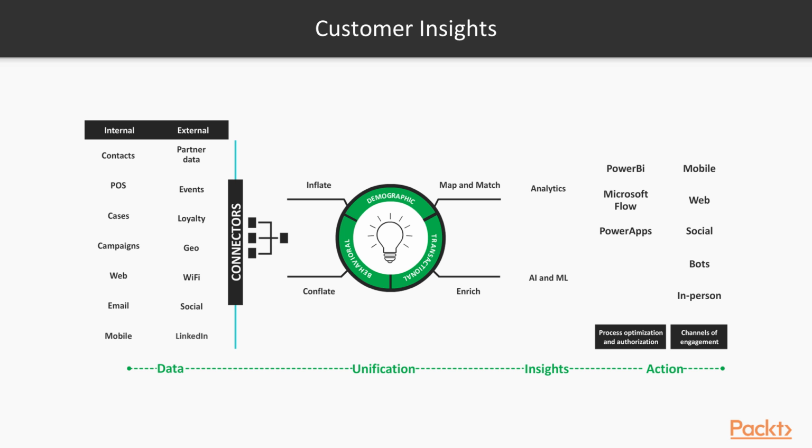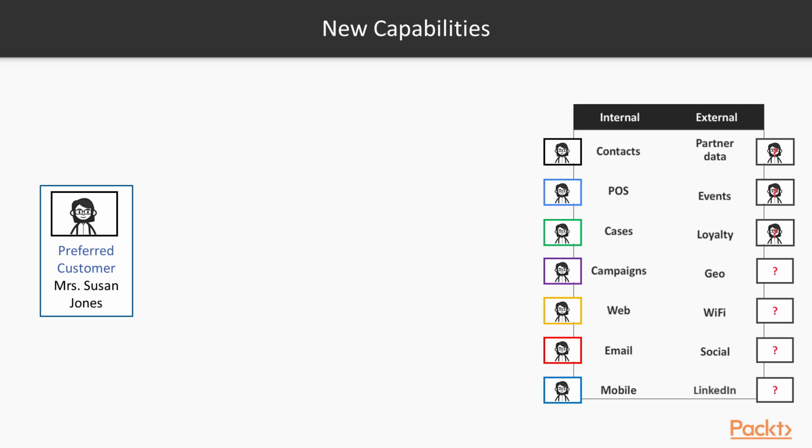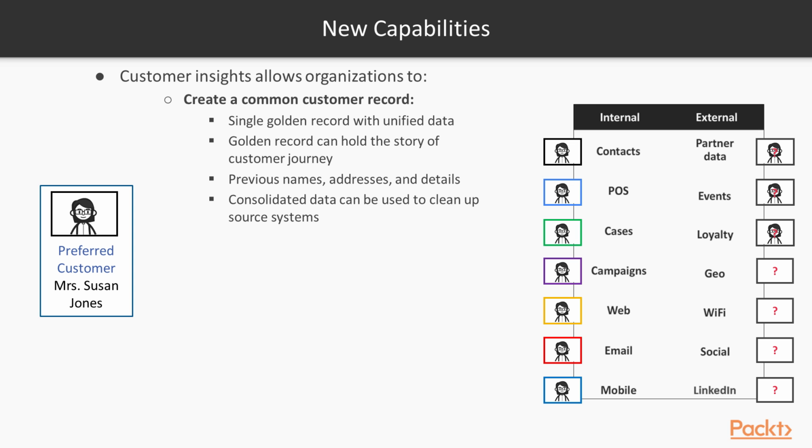And then we can put that information in the hands of our business processes and make it available through our channels of engagement. So with these new capabilities provided by Customer Insights, when we encounter a situation like this where we have all of these different understandings of our customers, we can then use Customer Insights to create a common customer record, otherwise known as a golden record. And using that, we can unify the data across all of our channels. We can even hold the story of the customer journey.